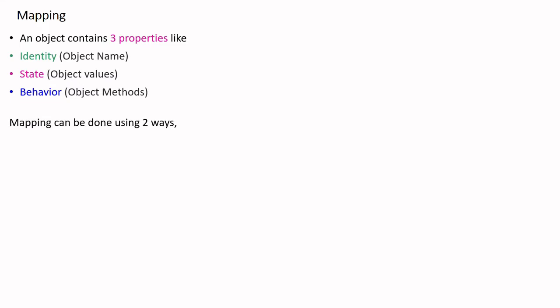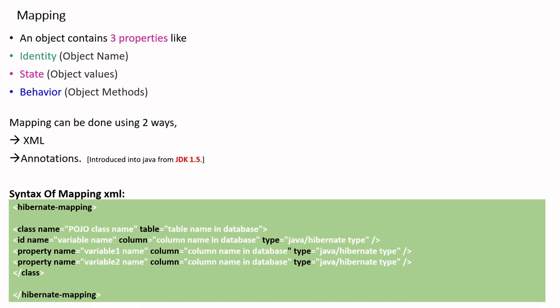Mapping can be done in two ways: one is XML and the other is annotation, which was introduced in Java 1.5. So here is the syntax of the mapping XML. Here are the class name and properties. The class name here is the POJO. POJO stands for plain old Java object. It's basically just an entity.